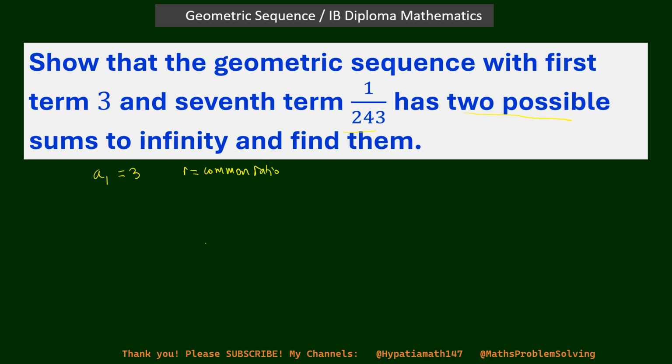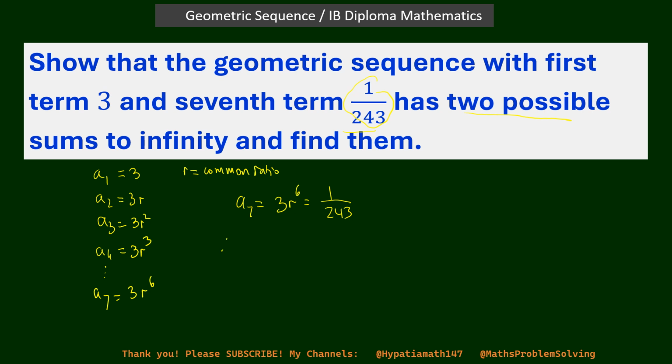Then we can write the second term as 3r and the third term as 3r squared and the fourth term as 3r cubed, and so on. The seventh term would be 3r to the power 6. Now we're given the seventh term is 1 out of 243, so we can write a7 equals 3r to the power 6 equals 1 out of 243.